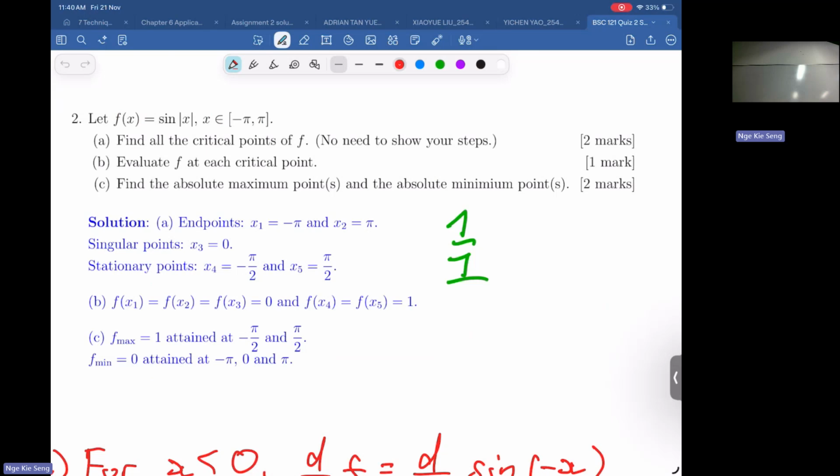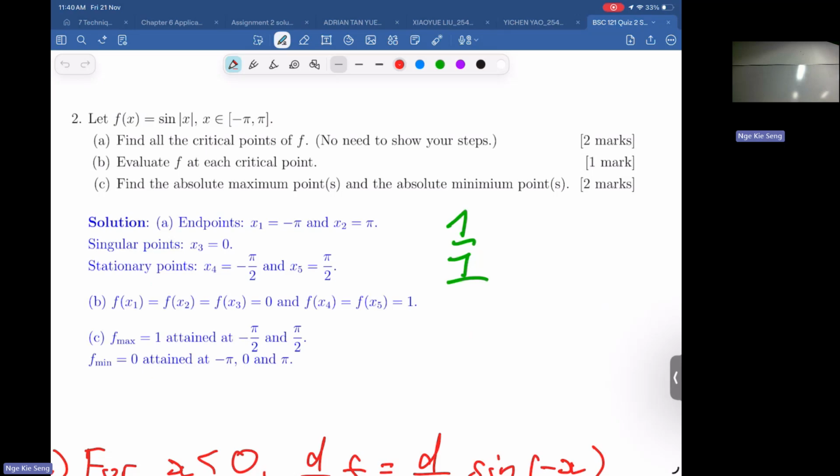Critical points here, people kind of missed. You only remember stationary points, or you just remember singular points. These two, but you all forget about the endpoints. This question is a bit tricky. They fixed the domain, so this domain is not all real numbers. So there is an endpoint, and you need to consider the endpoint as a critical point.